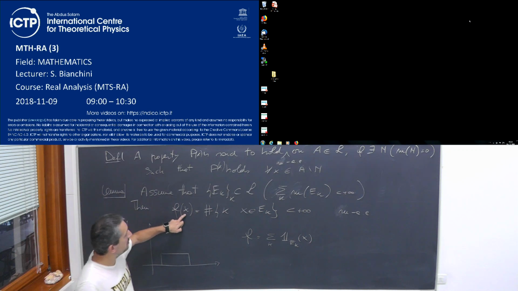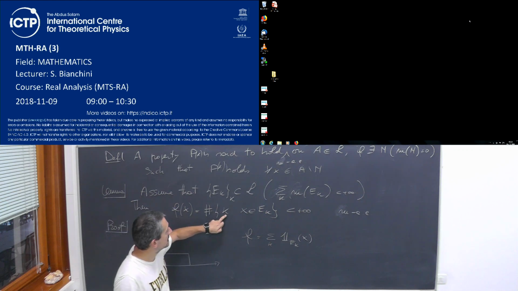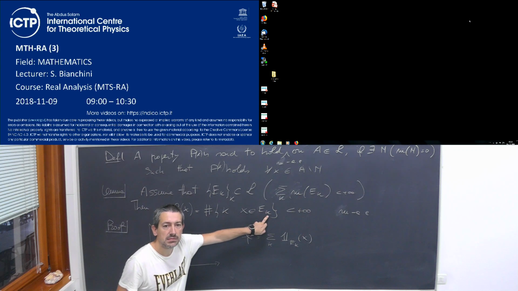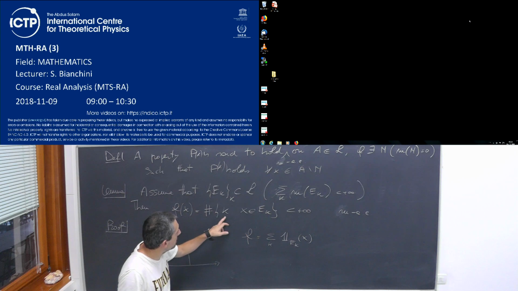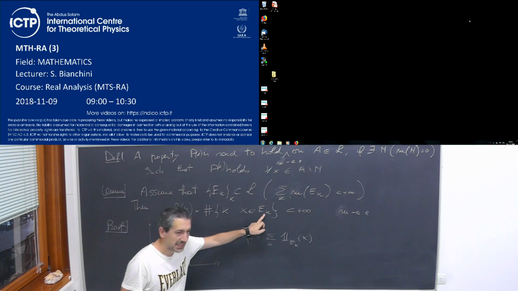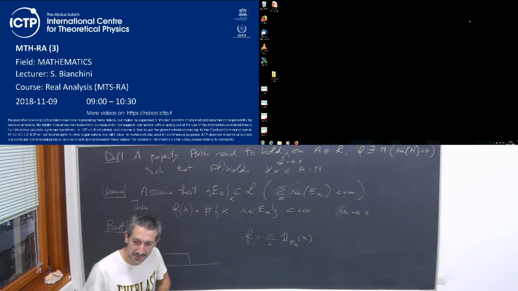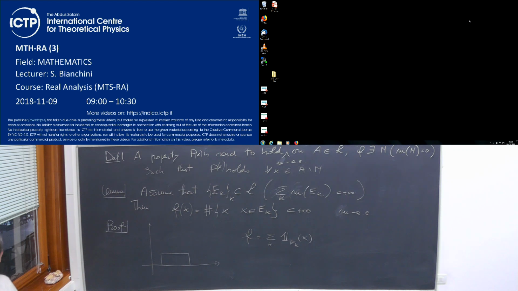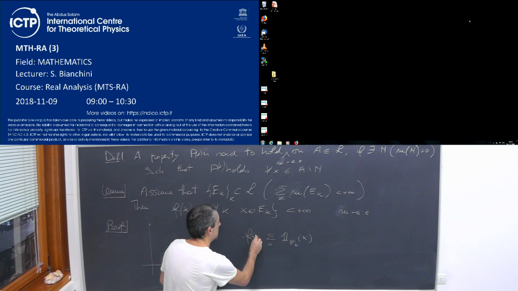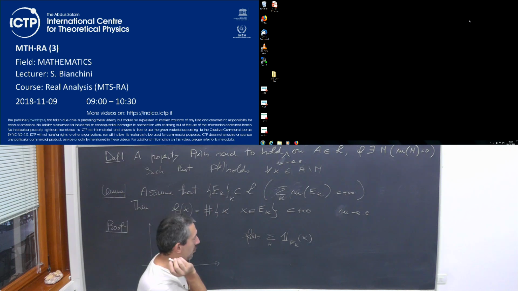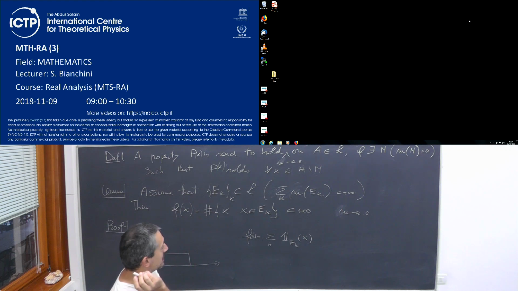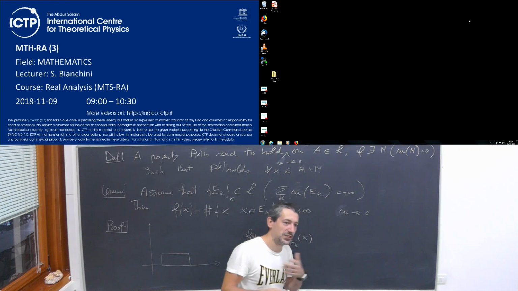Give me x, and then you can find the set of indices such that x is in Ek. If it is inside the set it counts, otherwise it does not. So now you count how many. That's the number of Ek that contain x. We want to show that it's finite, that there is a finite number of Ek that contain x. For almost every x: if you fix x, it is finite if you remove a set of measure 0, otherwise it is not. Let's do this.